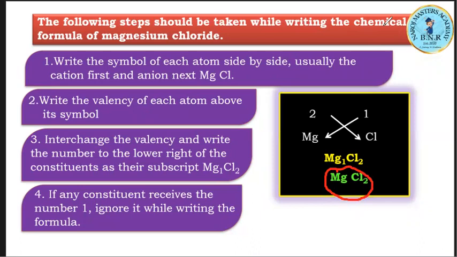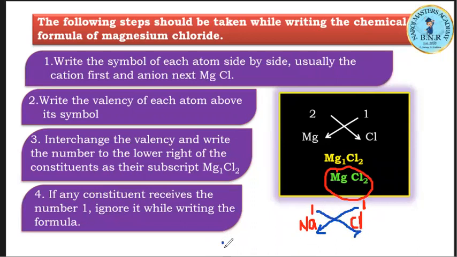Now my question: write the chemical formula of sodium chloride. First step, write the symbols of the elements, sodium and chlorine. The atomic number of sodium is 11, and its valency is 1. Chlorine's valency is also 1. Write the valencies of each element at the top. Now multiply this element with its valency. Multiply this one with its valency here, and write it as the subscript of this one, and multiply this valency with this element.